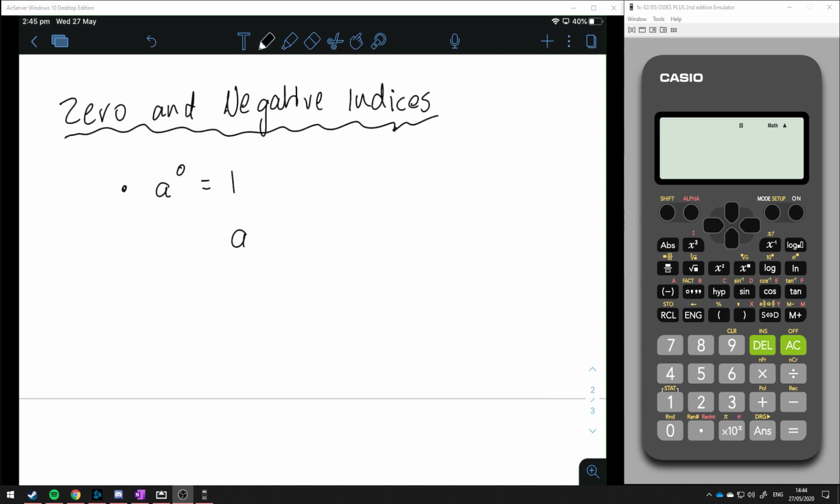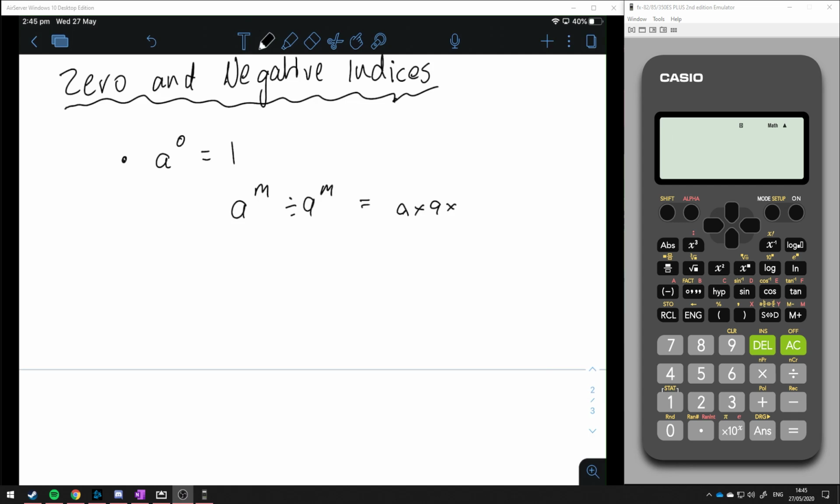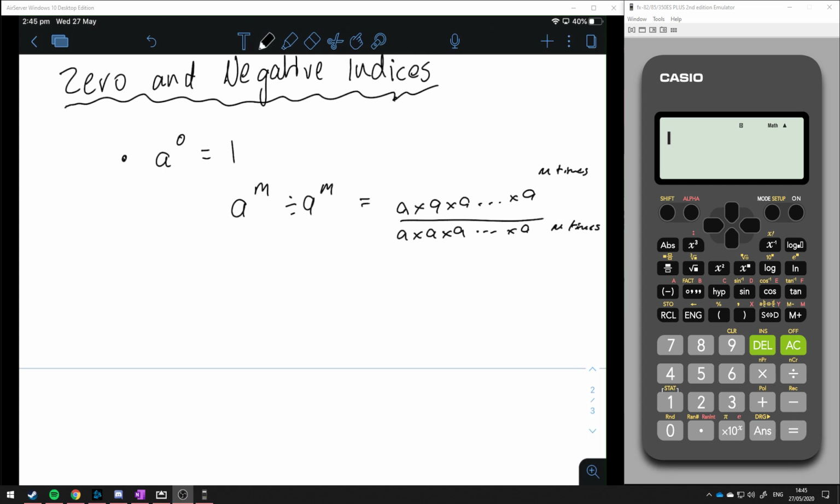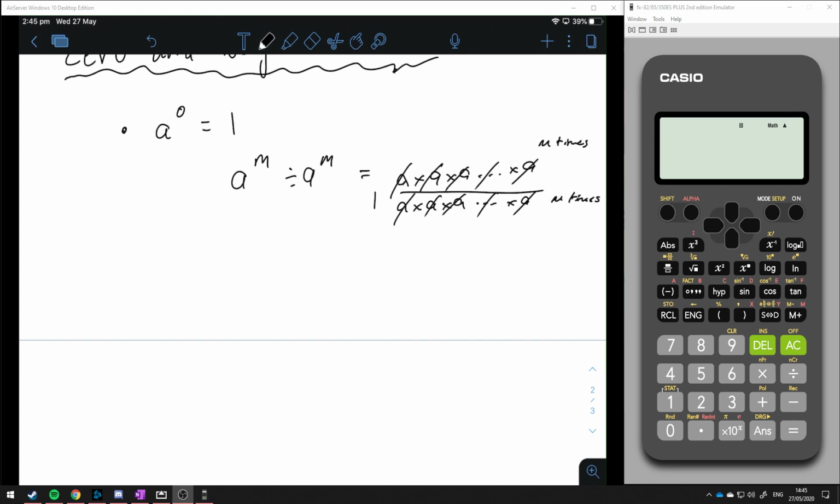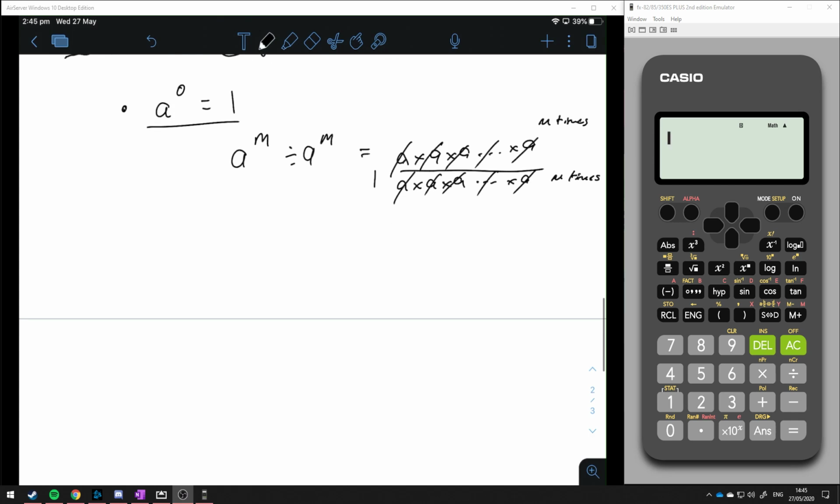So let's say that we have a to the power of m divided by a to the power of m, okay? So that is a times a times a times a, m times, over a times a times a, m times as well. It's the same number of times on the top and the bottom, so we can cancel the top and the bottom out, and we keep doing that, and it turns out all the top cancels with the bottom, so we're just left with 1, okay? So that's pretty much the reason why a to the power of 0, or any number to the power of 0, is equal to 1.